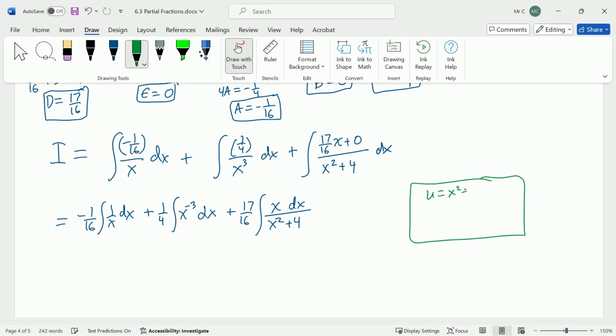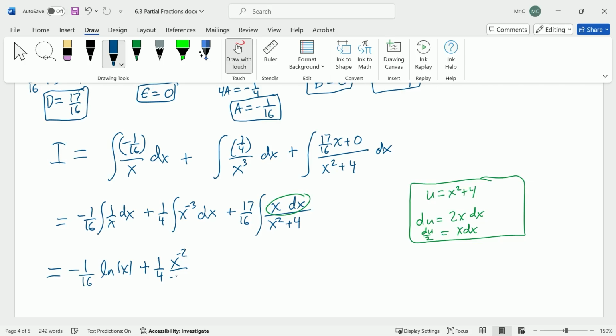U equals x squared plus 4. So du is 2x dx. And I've got x dx in my expression. So I'll solve this for du over 2 equals x dx. And we'll just do several pieces of work at the same time. This is negative 1/16 times the natural log of the absolute value of x plus 1/4 times x to the negative 2nd power divided by negative 2 plus 17/16 times the integral of du over 2 times, and x squared plus 4 is my u, so put that there.